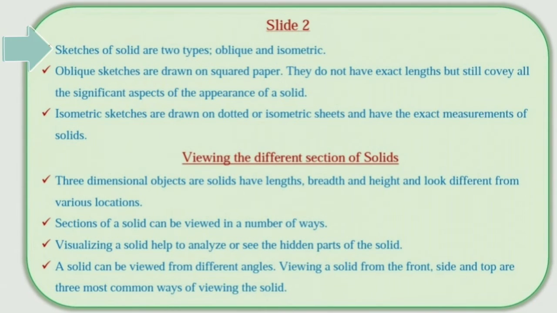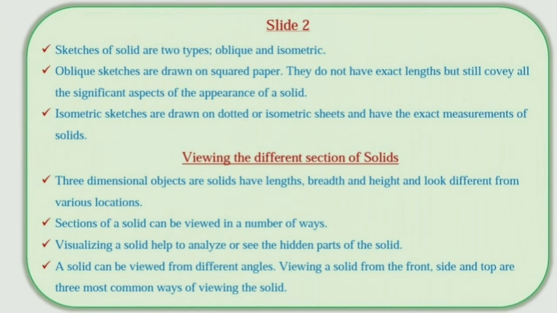Sketches of a solid are of two types, oblique and isometric. Oblique sketches are drawn on squared paper. They do not have exact lengths but still convey all the significant aspects of the appearance of a solid. Isometric sketches are drawn on dotted or isometric sheets and have the exact measurements of a solid.